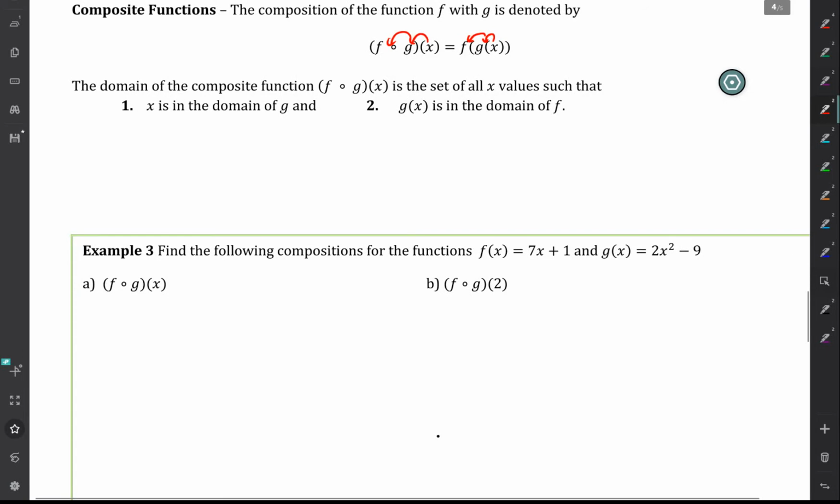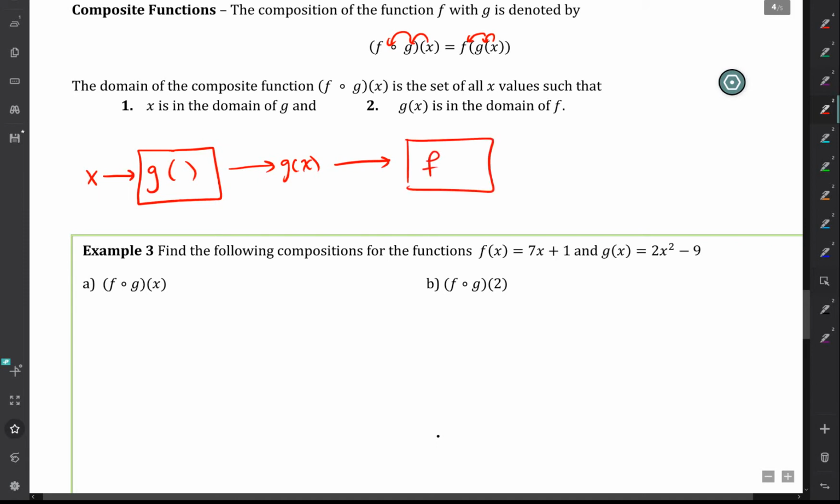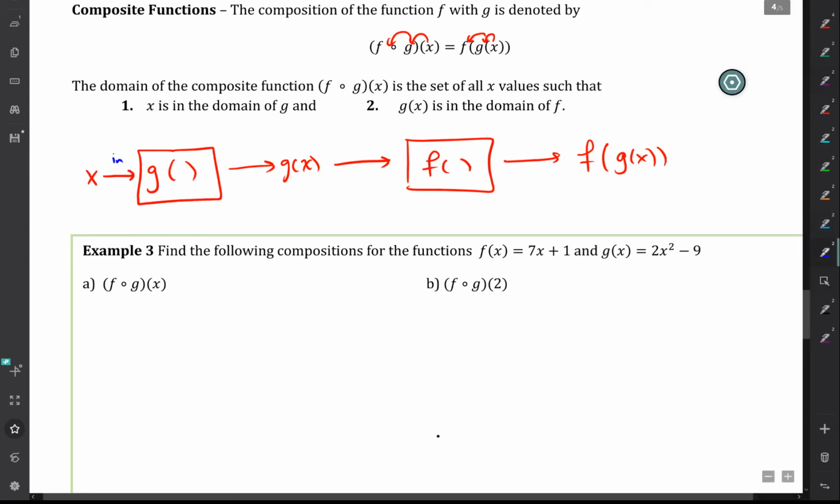A cartoon of this would be the following. You have x, and you feed that to g. G is this little box here. You feed x to g, and what comes out is g of x. Then you feed g of x, the output there, into f, and what gets spit out is f of g of x. Again, what's inside the parentheses is what's being fed into that outer function. So x went in, g of x came out, g of x goes into f, f of g of x comes out.